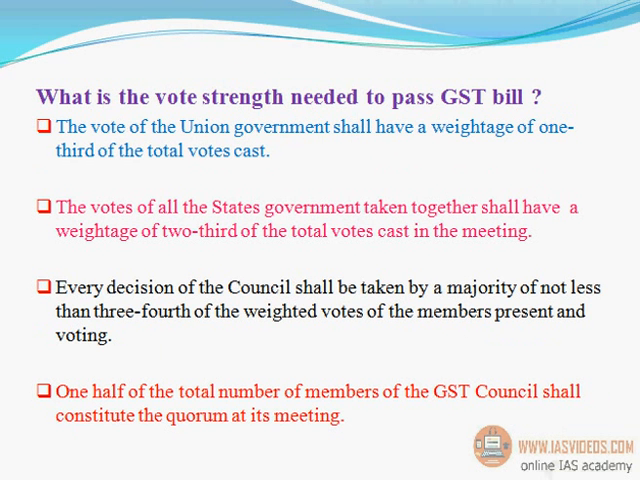What is the vote strength needed to pass the GST bill? The vote of the Union government shall have a weightage of 1/3 of the total votes cast. The votes of all the states' governments taken together shall have a weightage of 2/3 of the total votes cast in the meeting. Every decision of the Council shall be taken by a majority of not less than 3/4 of the weighted votes of the members present and voting. 1/2 of the total number of members of the GST Council shall constitute the quorum at its meeting.